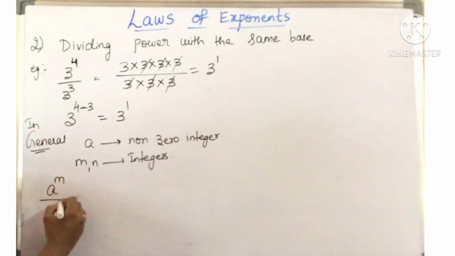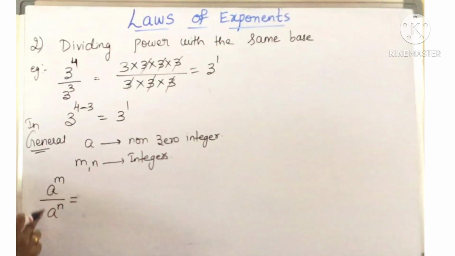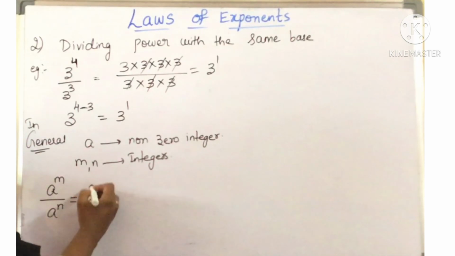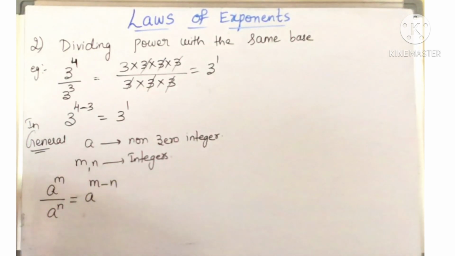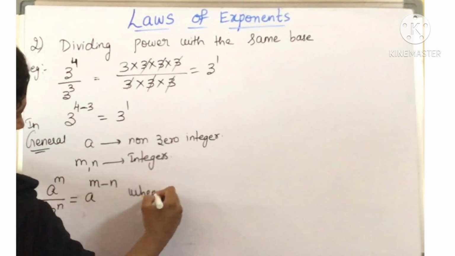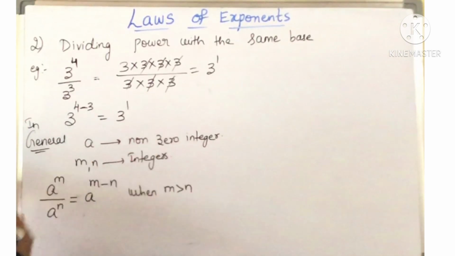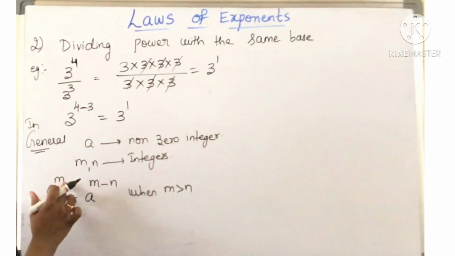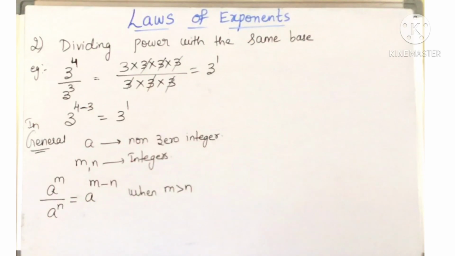A to the power of m by A to the power of n equal to, here bases are same, A, and powers are different. Then how do you do it? A to the power of m minus n, okay? And this formula is for when m is greater than n.